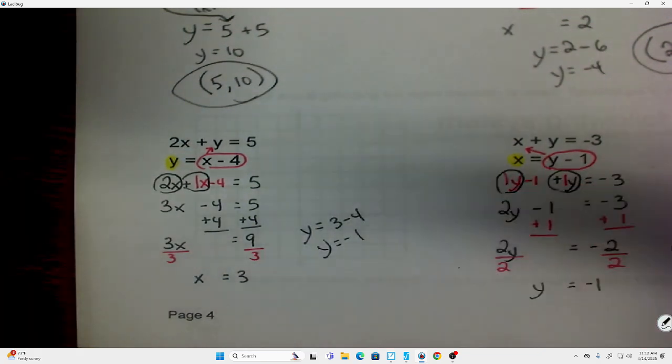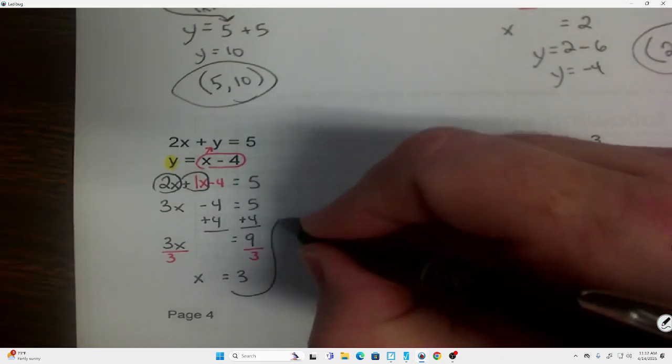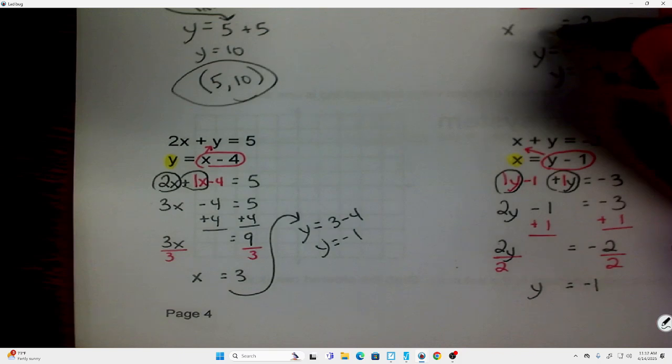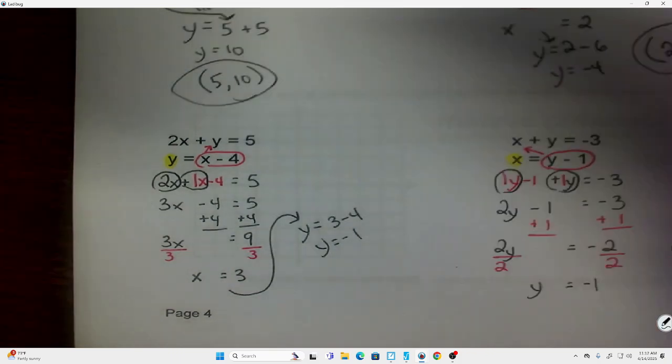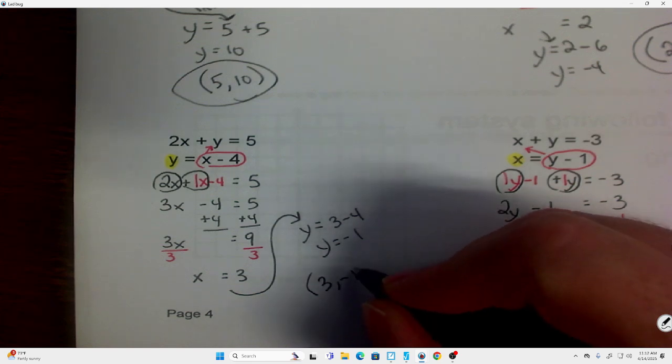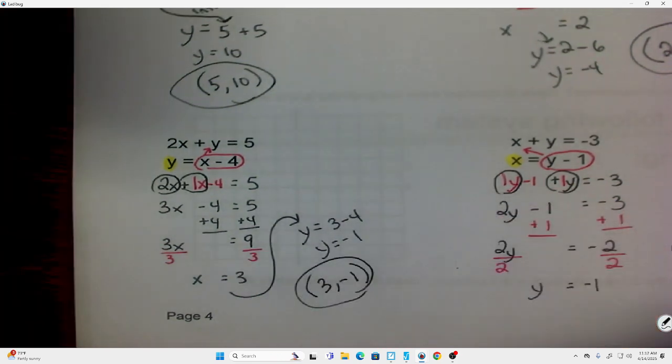Can you do this in your head? Absolutely. But remember, your notes are trying to show you the flow of how you do these things, right? That's what you're trying to do. And so at this time it would be 3, negative 1.